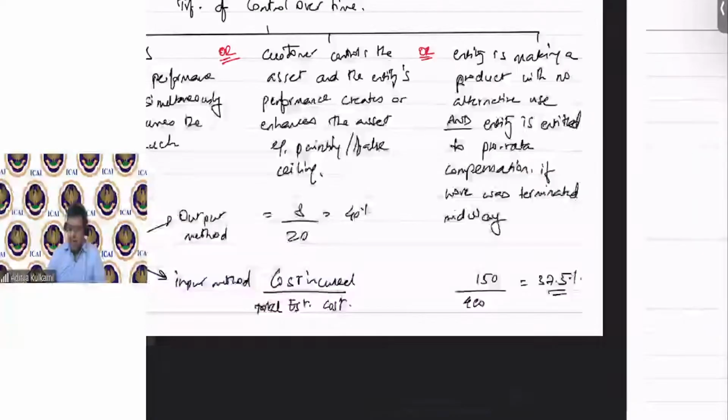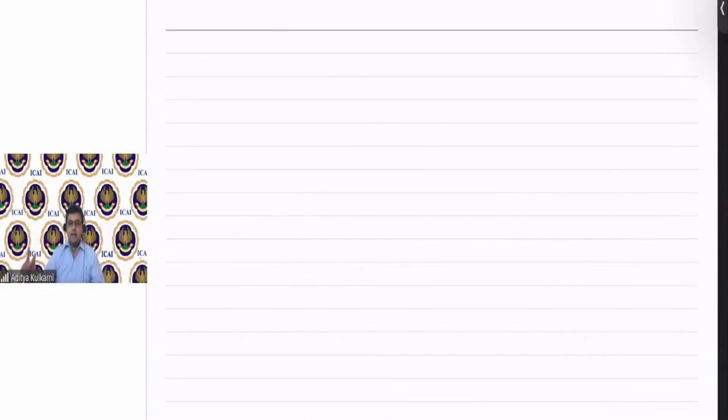And therefore, what the standard says is, if a particular cost meets 4 criteria, then it will not be considered in measuring the progress.